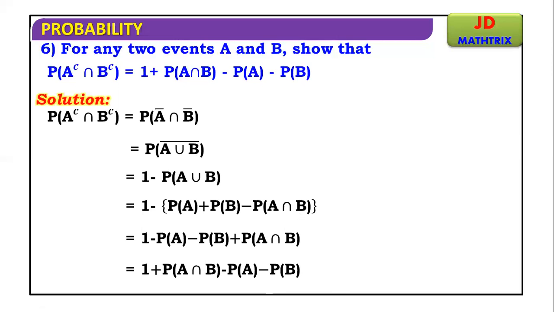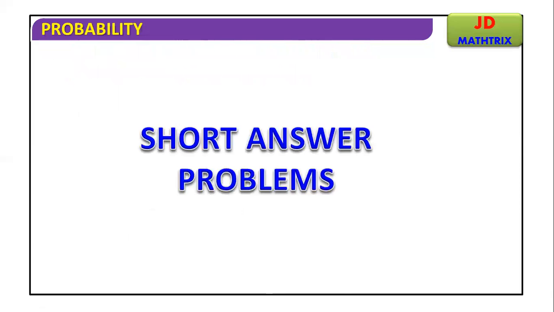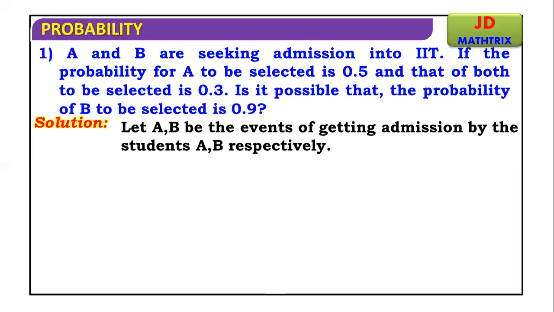Now coming to short answer problems. First one: let A and B be seeking admission into IIT. If the probability for A to be selected is 0.5 and that of both to be selected is 0.3, is it possible that the probability of B to be selected is 0.9?